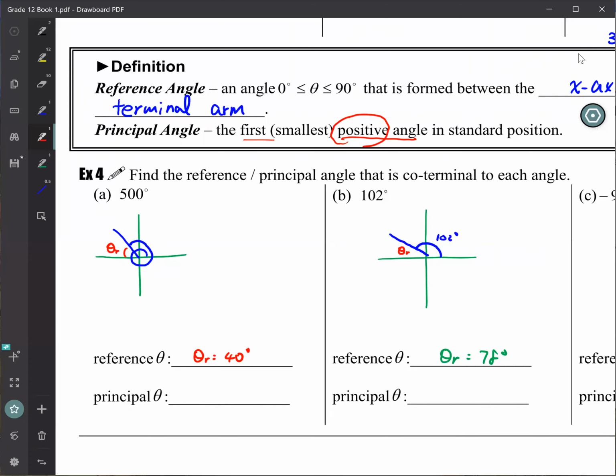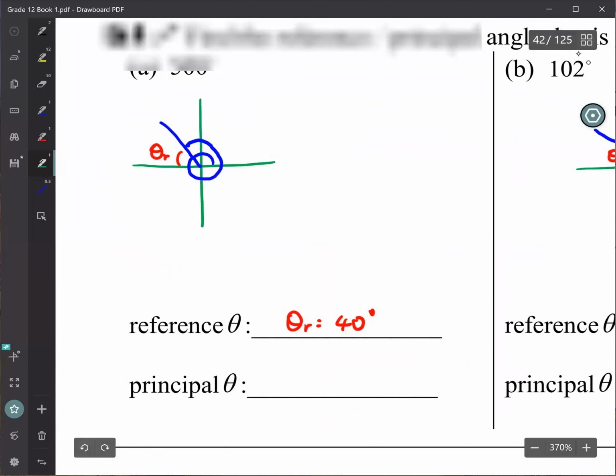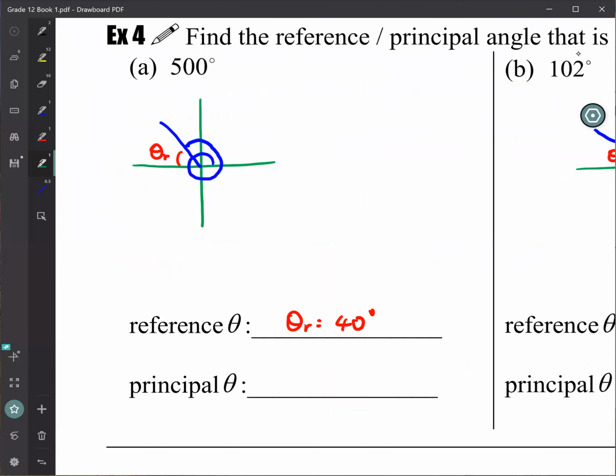So they are all related to the reference angle. The reference angle helps you find the principal angle. If you don't know the reference angle, it's difficult to find the principal angle. For the first one, I'm going to use green to show the principal angle. So I turn counterclockwise until it hits. This is called the principal angle. I'm going to write theta with a little p for principal angle. So how big is that?